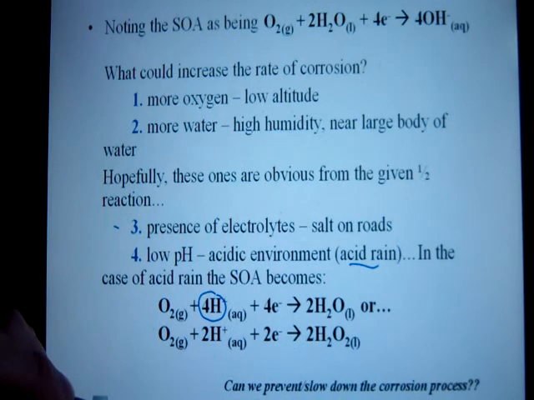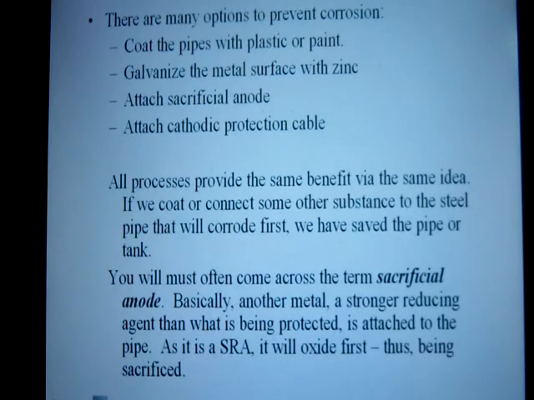But how can we prevent it? There are a number of theories, but essentially what we're trying to do is prevent the iron from being oxidized by the oxygen and water. A number of very basic things you can do: just coat your material, whether it be with paint or plastic. Many pipes are coated with a plastic polymer that simply prevents contact with the environment. Anything that will prevent contact with the environment will do.